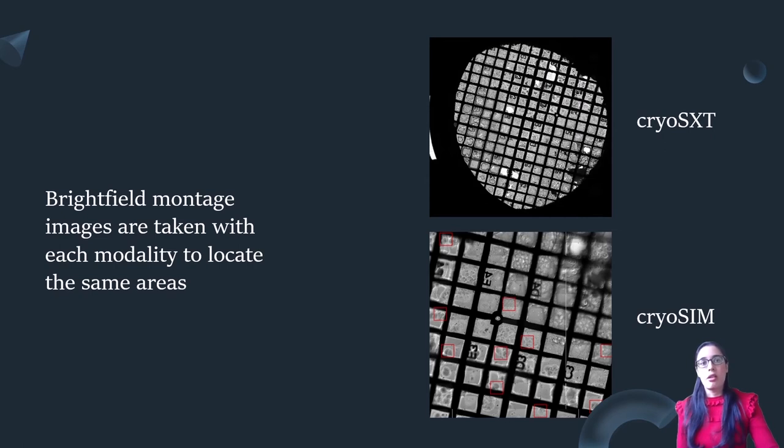These two images aren't required for actual correlation, but it's useful on the experimental side. So these are the mosaic bright field images, which are taken firstly in the cryoSIM, and these red boxes show the areas where we've done cryoSIM imaging. And then we can transfer the sample and do the same in the cryo-SXT and locate the same areas.